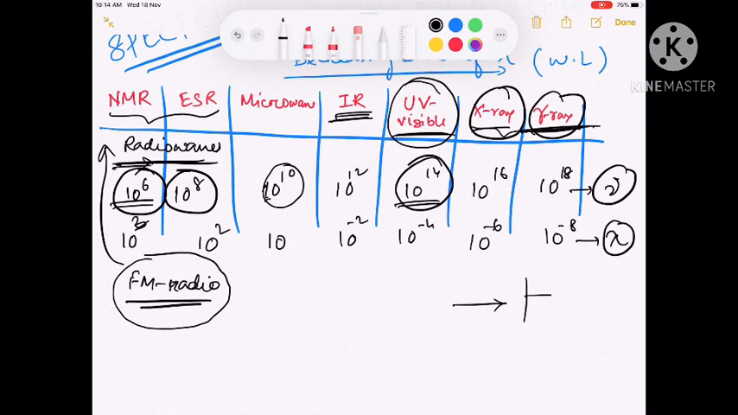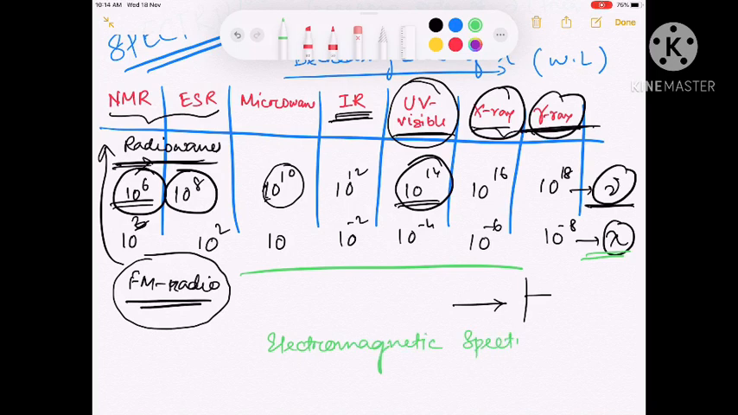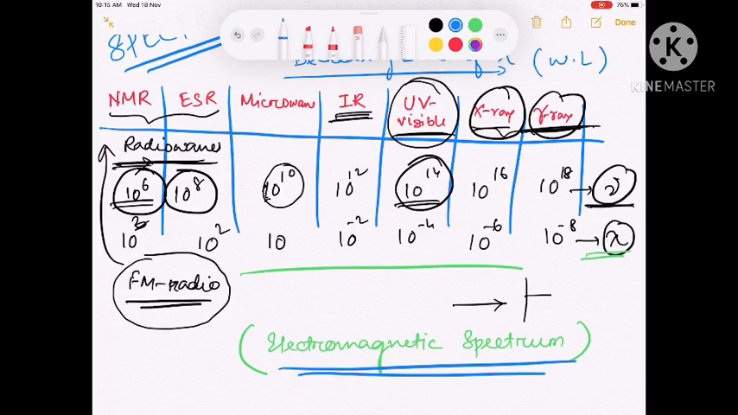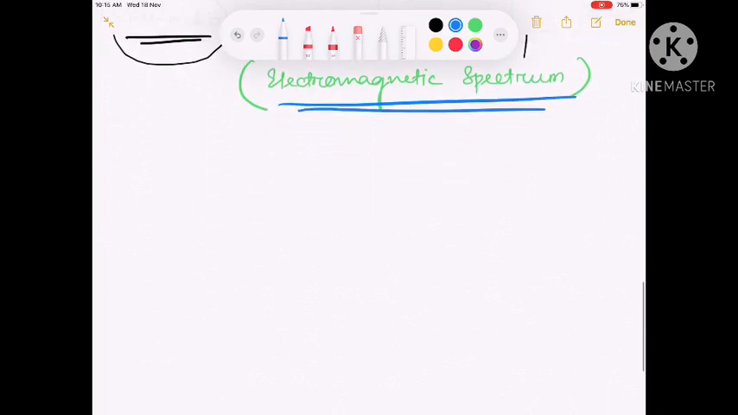So in this way, when we arrange the electromagnetic radiations in increasing order of frequency and decreasing order of wavelength, we get a spectrum. And this spectrum is called the electromagnetic spectrum.